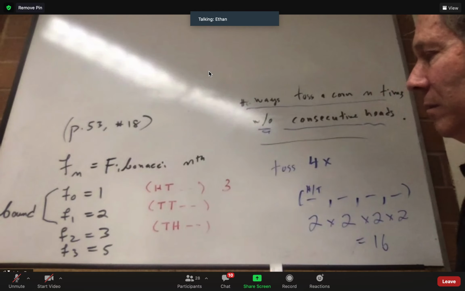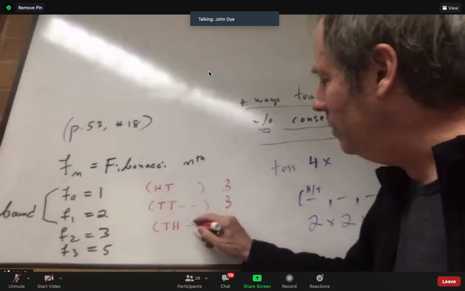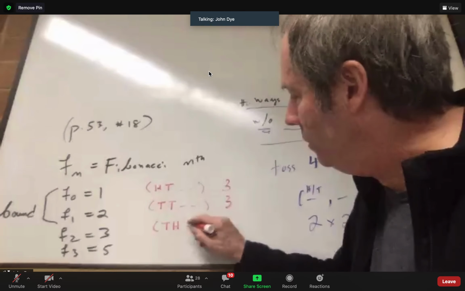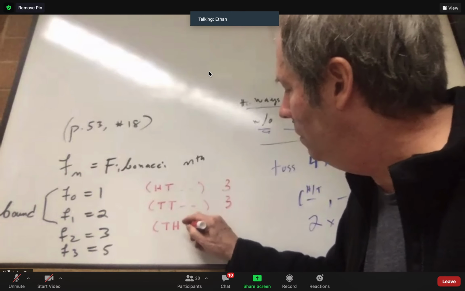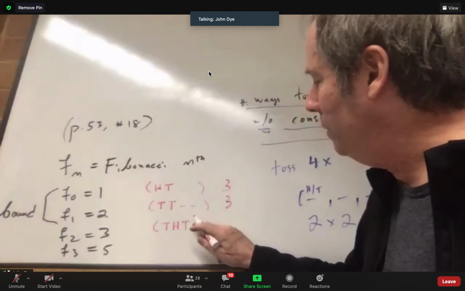Same deal on that one, I think. Yes, I think so too. How about this one? If you went tail, head, what does this next one have to be? Has to be a tail. Right. This could be a tail or a head, so there's 2.